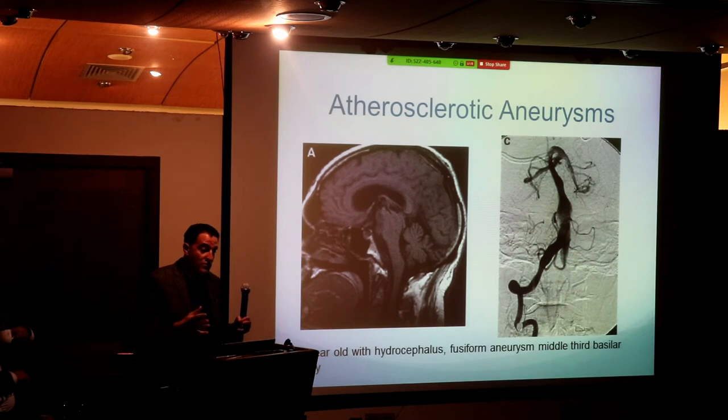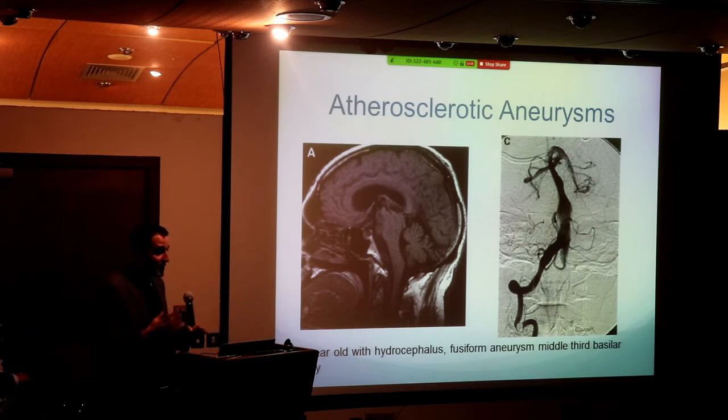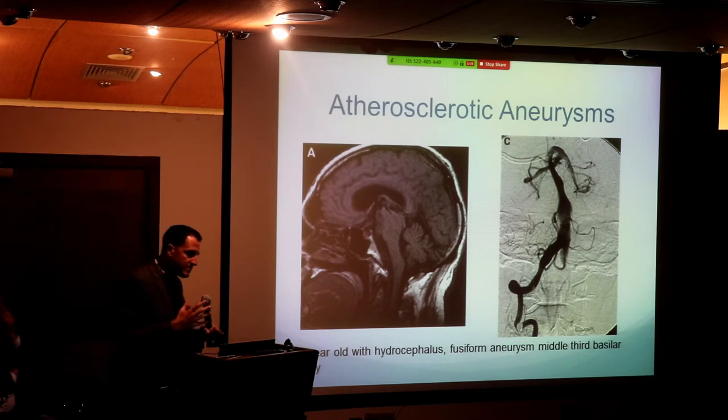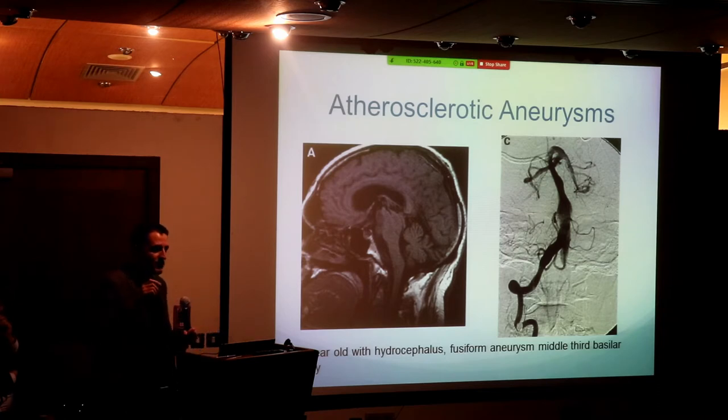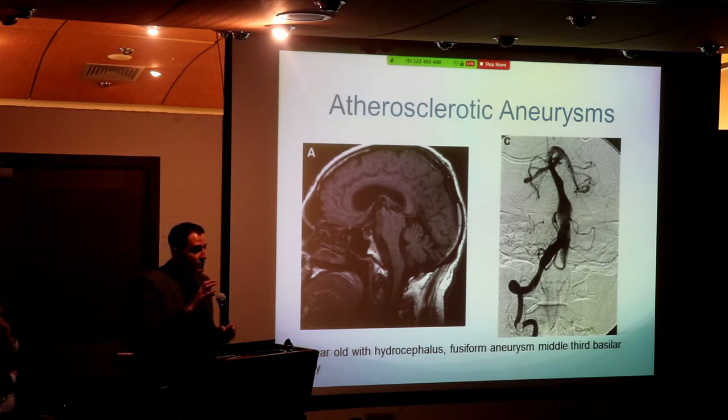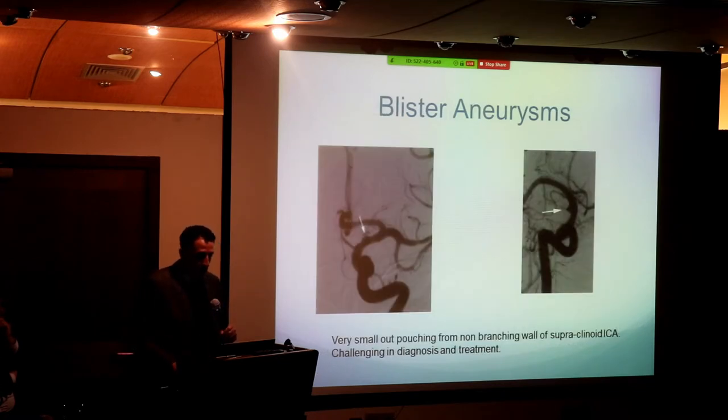There are also the atherosclerotic aneurysms, where the entire artery will start to dilate, most commonly in the basilar. These are disaster aneurysms. There is no easy treatment for them. They involve the entire artery, and patients often come with pontine or perforator strokes because of the thrombus that forms along the wall of the aneurysm. These are very difficult aneurysms to treat with very high mortality.